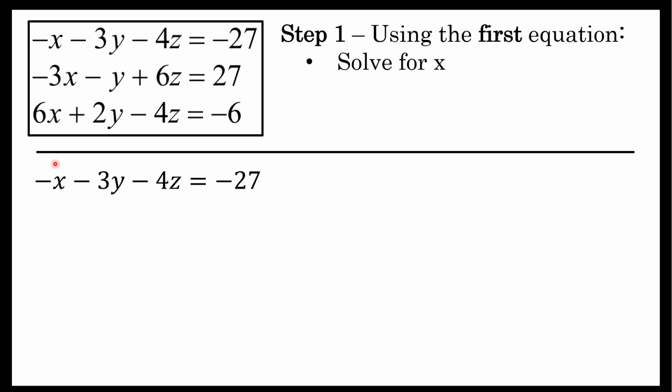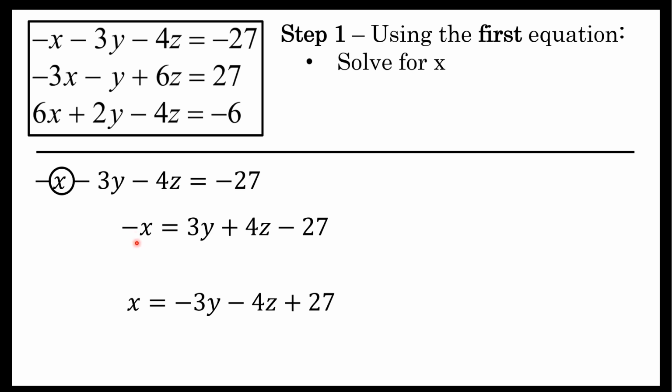And this is very basic algebra. We can solve for x, isolate x by adding 3y to both sides of the equation and adding 4z to both sides of the equation. So those will be joined with negative 27 on the right side of the equation. And then we have to take care of the negative sign in front of x, and that can be accomplished by multiplying all terms on the right and left side of the equation by negative 1. And that results in x being isolated. We now know that x is equal to negative 3y minus 4z plus 27, and we will use that in the next step.